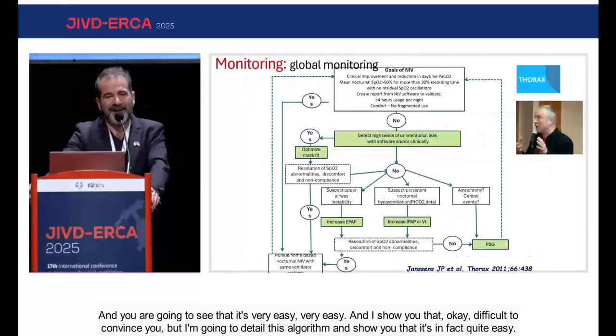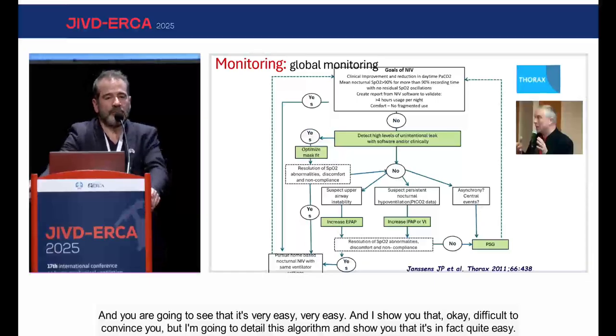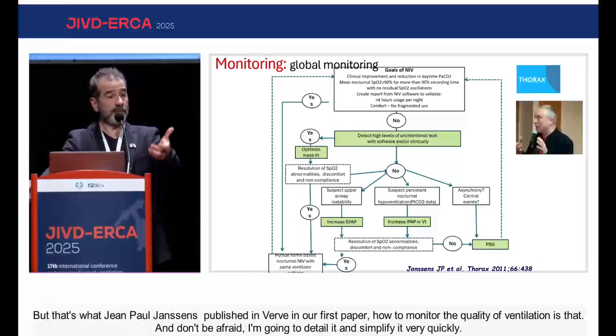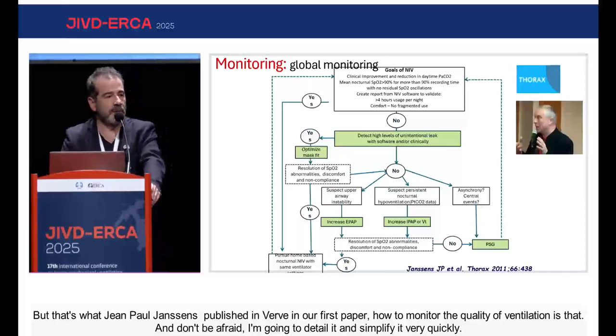Okay. Difficult to convince you. But I'm going to detail this algorithm and show you that it's, in fact, quite easy. But that's what Jean-Paul Janssens published in our first paper, how to monitor the quality of ventilation. It's that. And don't be afraid, I'm going to detail it and simplify it very quickly.